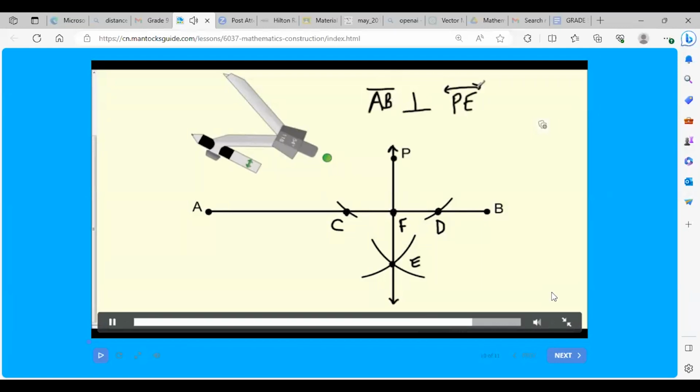And what that allows us to say is the measure of angle PFB is equal to 90 degrees. So we could put our symbol for 90 degrees here. And we also know that the measure of angle PFA is also 90 degrees. So we could once again put a symbol for 90 degrees.